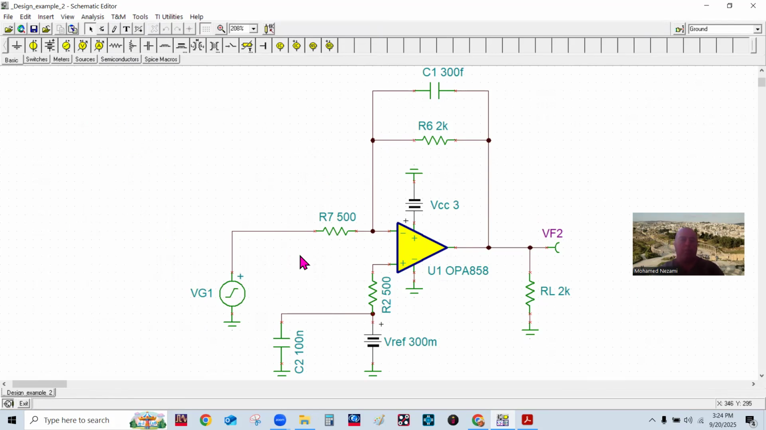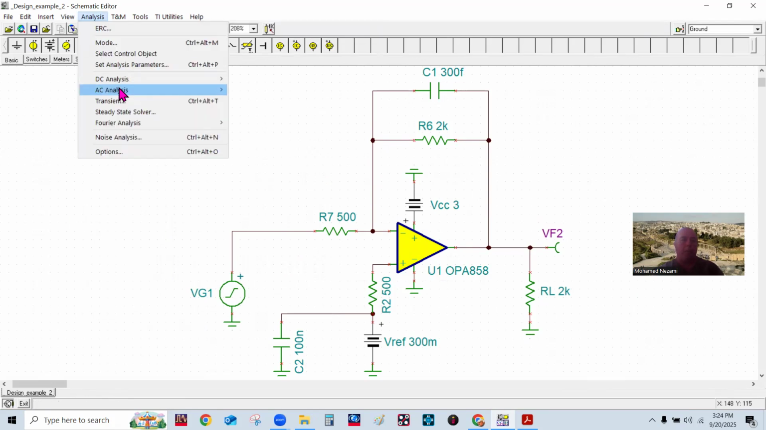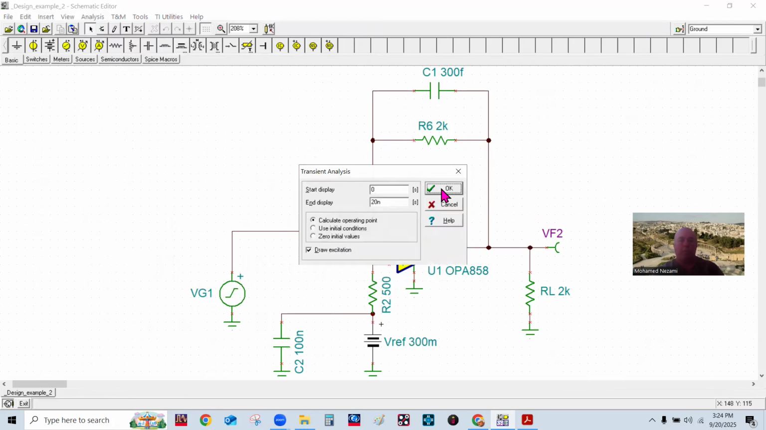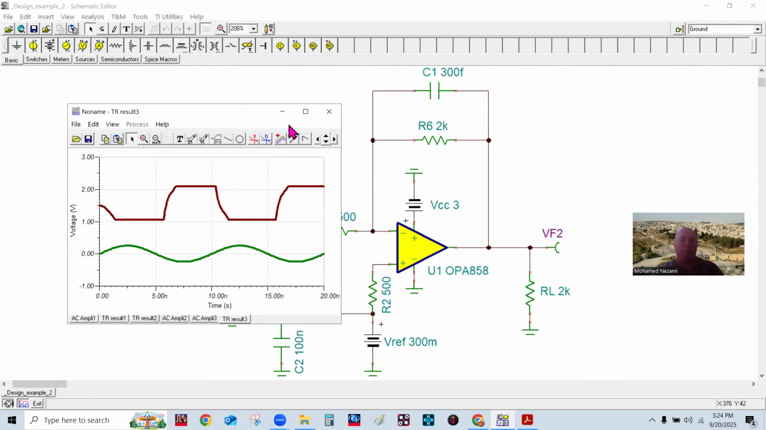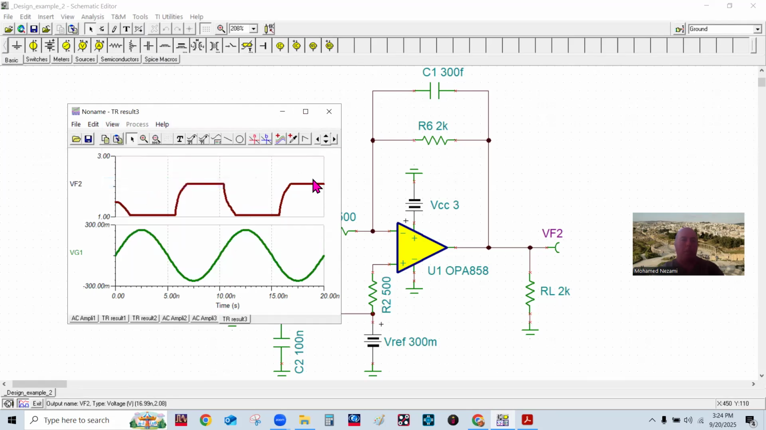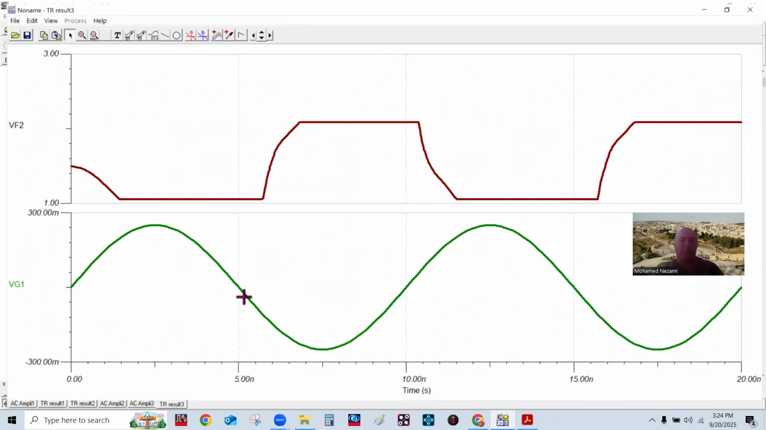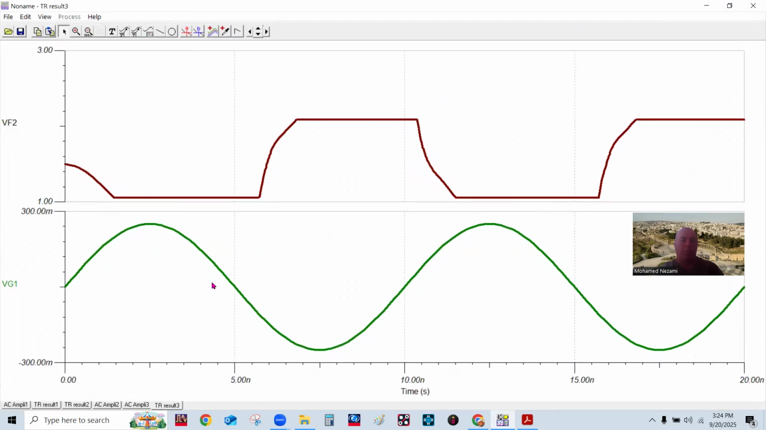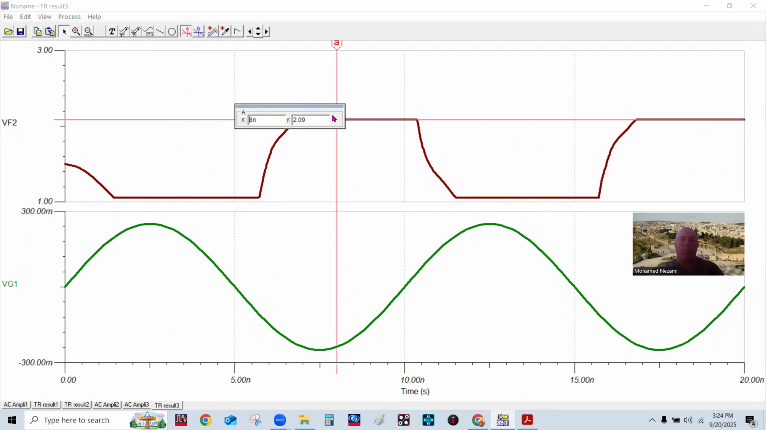Okay, so this is working fine, but when we run this transient and we put in a 200 megahertz signal, the result is not really very interesting. This is the input, plus minus 300 millivolts, but we can see that the lower rail clipped at 1 volt and the upper rail clipped at 2 volts, which really has to do with the op amp.